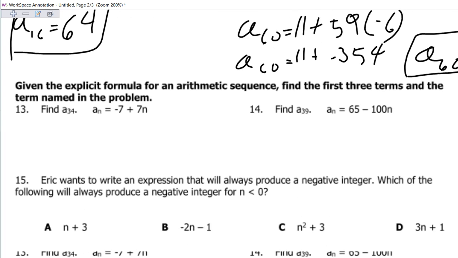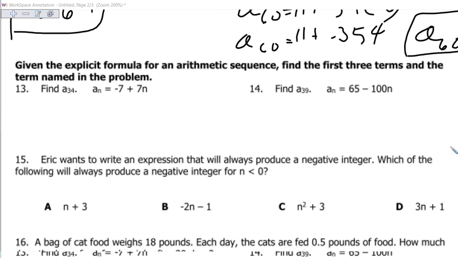Alright. So, next up it says, given the explicit formula for an arithmetic sequence, find the first three terms and the term named in the problem. So, here's what they're asking us to do. First off, what they're telling us to do is to find the first three terms. The easiest way to do this is to actually plug 1, 2, and 3 in for n.